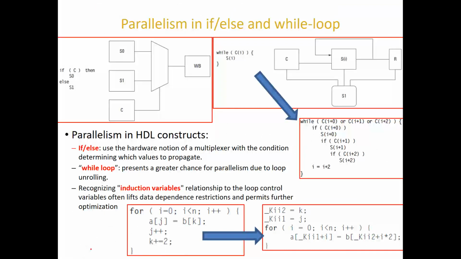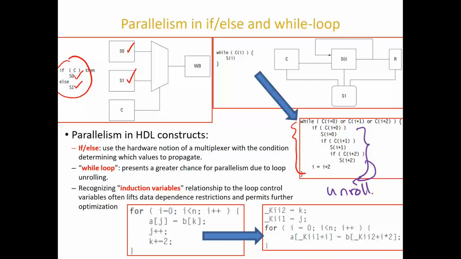Sometimes parallelism can be discovered very easily in HDL constructs. For example, if you have an if statement, if there is a condition then S0, else S1, this S0 and S1 can very clearly be executed in parallel. Also, when we execute loops, it is very well known that you can unroll the loop and explore parallelism. These are very easy tricks.